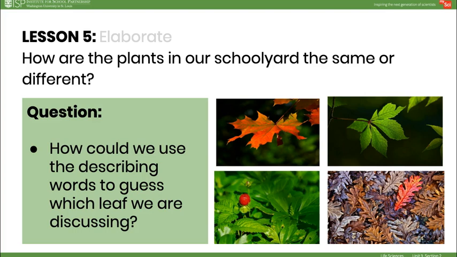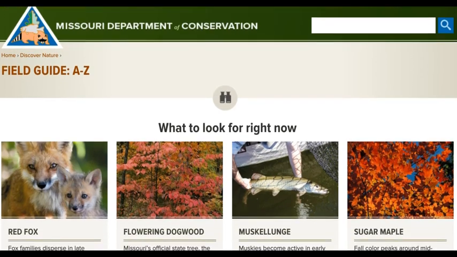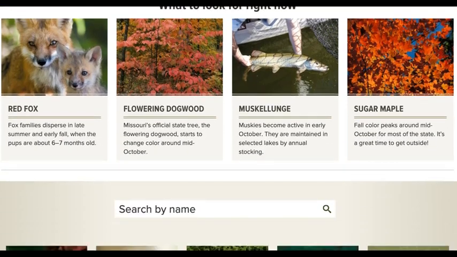For similar leaves, encourage students to think how else they could identify plants. Missouri Department of Conservation has field guides for trees and flowers that could be a wonderful resource for students to explore to identify common Missouri plants.